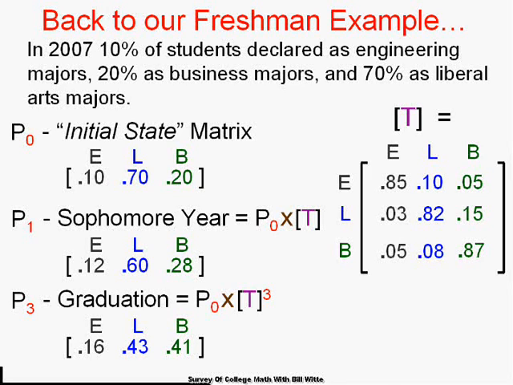Apparently, at the end, we'll have 16% engineering majors, 43% liberal arts majors, and 41% business majors. Now, it's important to note, we did P0 times the transition matrix cubed. Okay? Can we do the transition matrix cubed times P0?